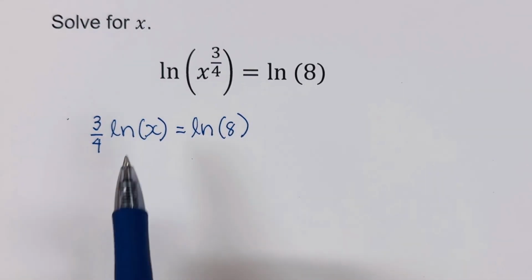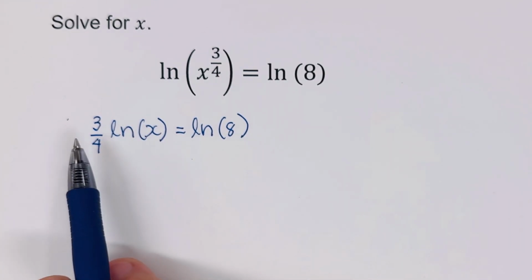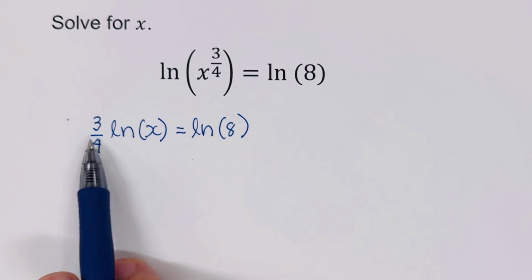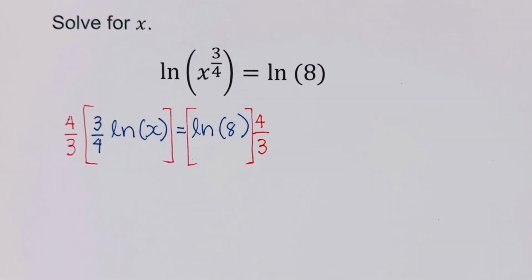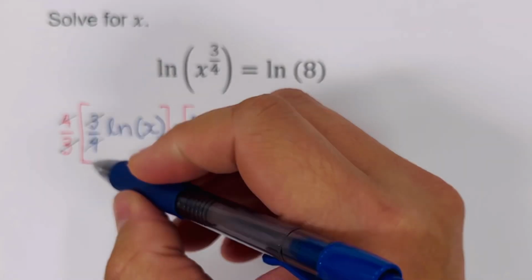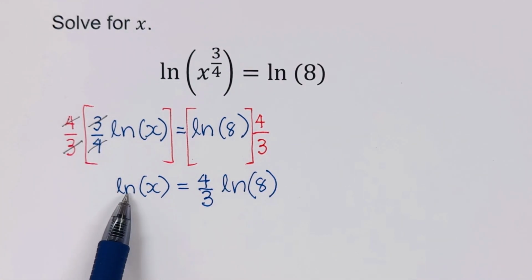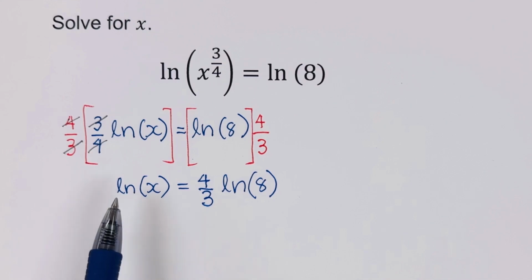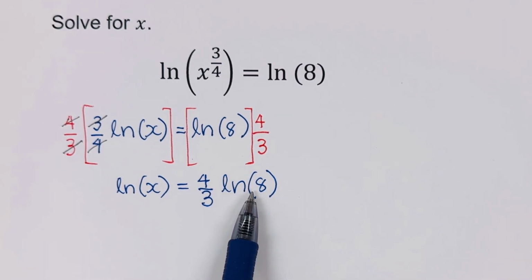So that we can solve for x here, we are going to isolate x by itself on one side. So what we are going to do is multiply by the reciprocal of this fraction so that we can get rid of this 3/4. If we do that, we can cross out 4/4 and 3/3, so the 4/3 and 3/4 get crossed out, and we're left with ln x on the left side. And this 4/3 can be placed in front of the ln of 8 here.